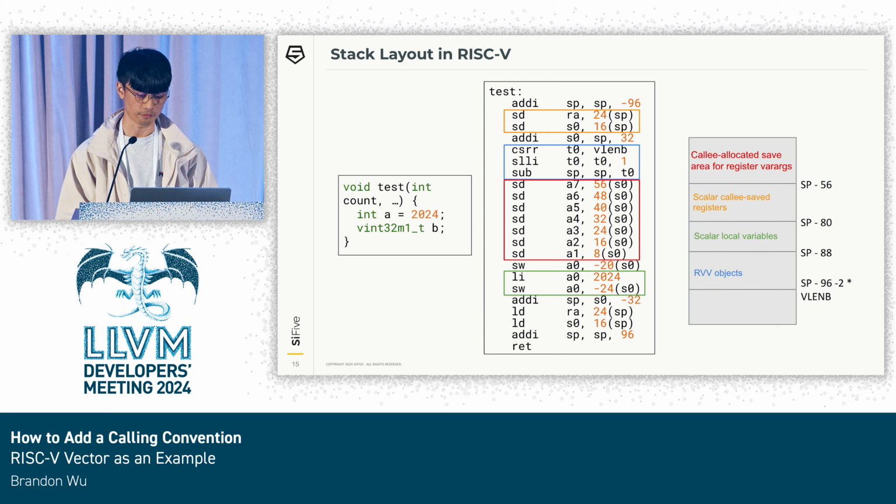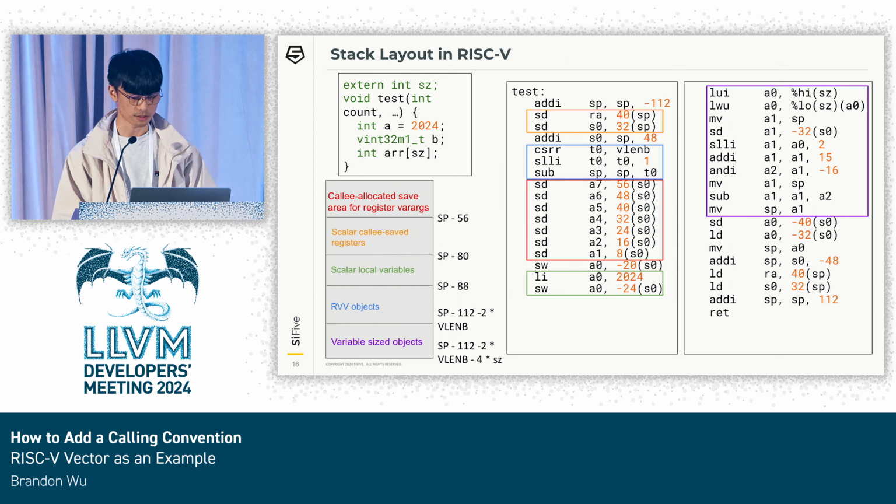Okay, then we have variable length argument. Here we save all of the arguments in a pre-allocated area, no matter if they are used or not. This is not only for access simplicity, it also releases those registers for the register allocator to lower the pressure.